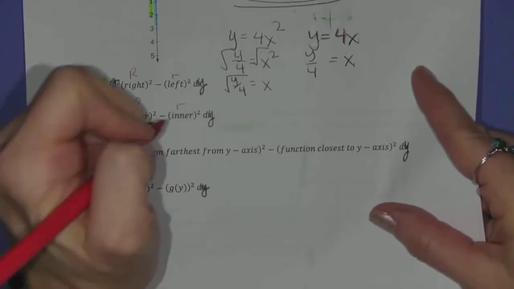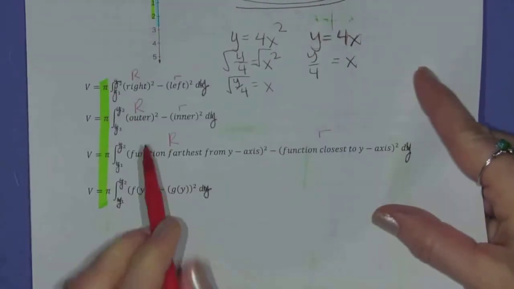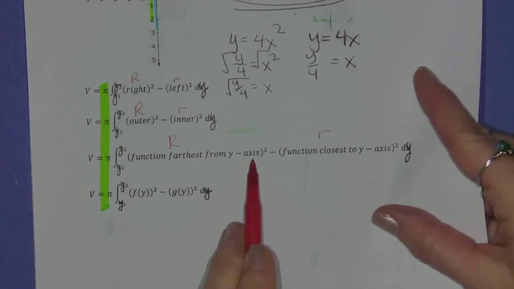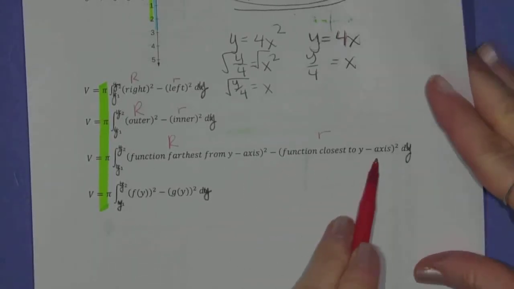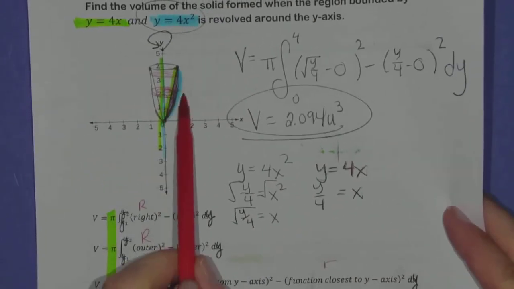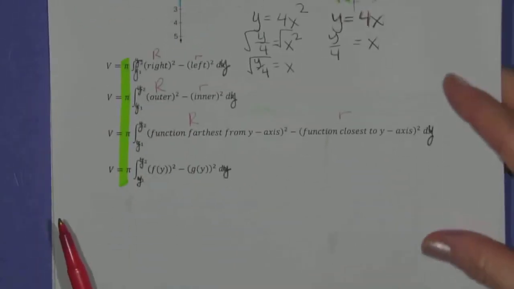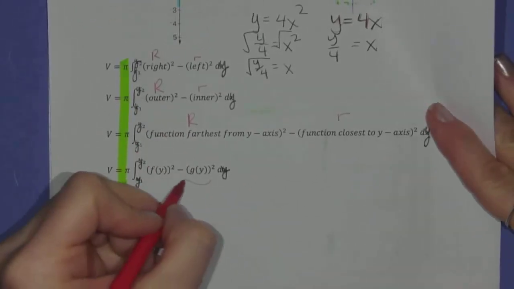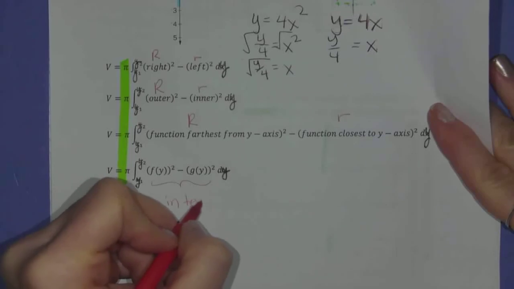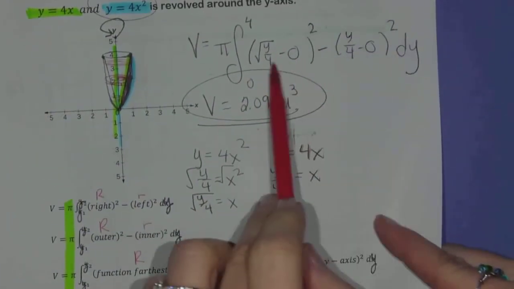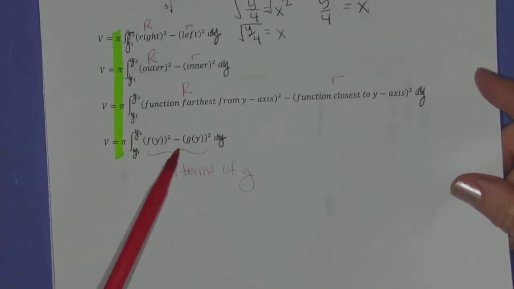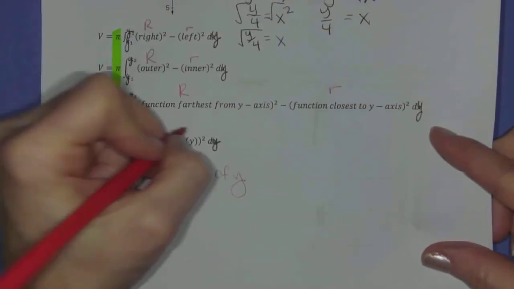If you don't like that, you can think of it as the function farthest from the y-axis minus the function closest. So if you look again, farthest, closest. And last but not least, just to remind you that these must be in terms of y. F of y squared minus g of y squared, that's also big R minus little r.